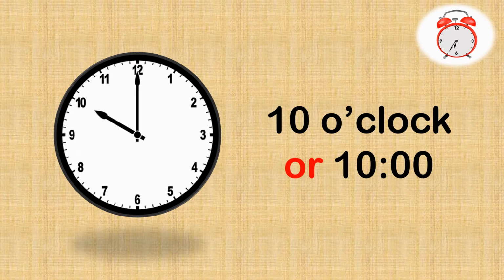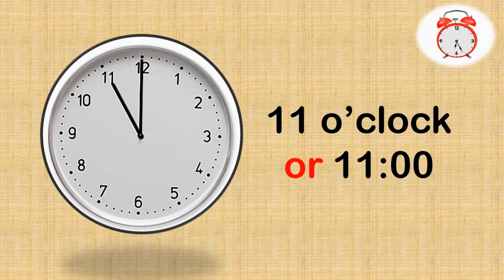Children, let's find out what time it is on this clock. In this clock, the hour hand, the short hand, is on the number 10 and the minute hand, the long hand, is on the number 12. This means the time is 10 o'clock. We read it as 10 o'clock. We write it as 10 colon 0 0 or as 10 o'clock.